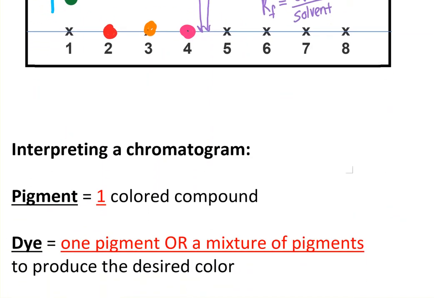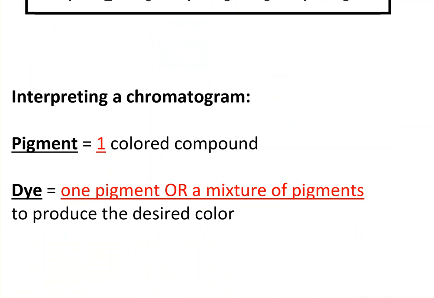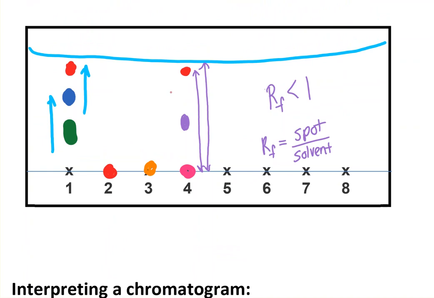And I wanted to also clarify these two things, that when you're interpreting your chromatogram, the dye is the mixture, and it may have just one compound in it or it may have several. And each of those colored compounds we call a pigment. And so on our chromatogram, each spot represents one compound, which is, each one is a pigment of the original dye. So the pink dye had 2 pigments in it.